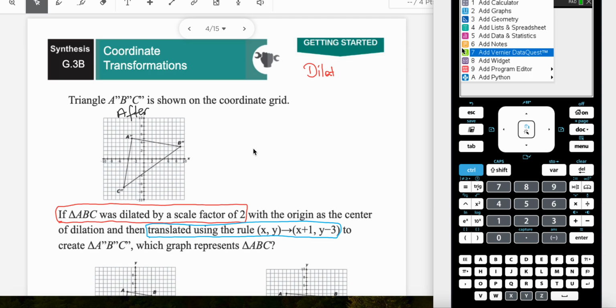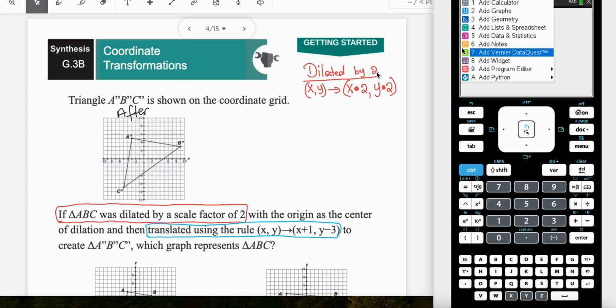Dilated by 2. Again, what does that mean? If you have a point X, comma, Y, you're going to take each of the coordinates, the X coordinate, and multiply it by the number 2, this number 2 right here, comma. And then you take the Y coordinate, whatever that number is, and multiply that again by the factor of 2, the scale factor.